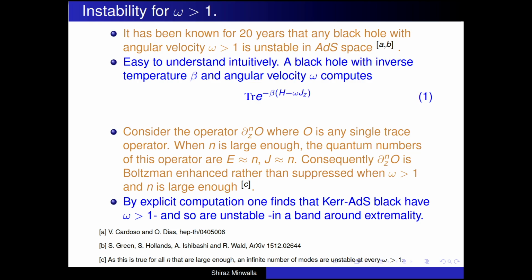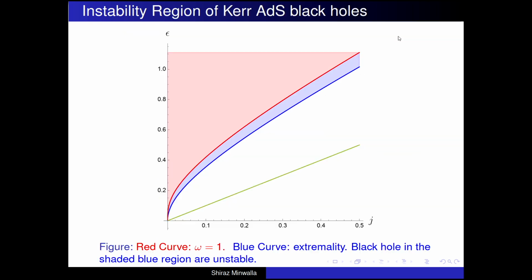And so such operators want to condense if omega is greater than 1. So it's as simple as that. Now, the important thing is that by explicit computation, you can look at the known Kerr radius black holes and check what the value of omega is. You find that omega becomes equal to 1 on this red curve, becomes greater than 1 in that blue shaded region. So these Kerr radius black holes cannot be stable. They cannot represent the equilibrium, or they cannot correctly compute the entropy of the field theory.